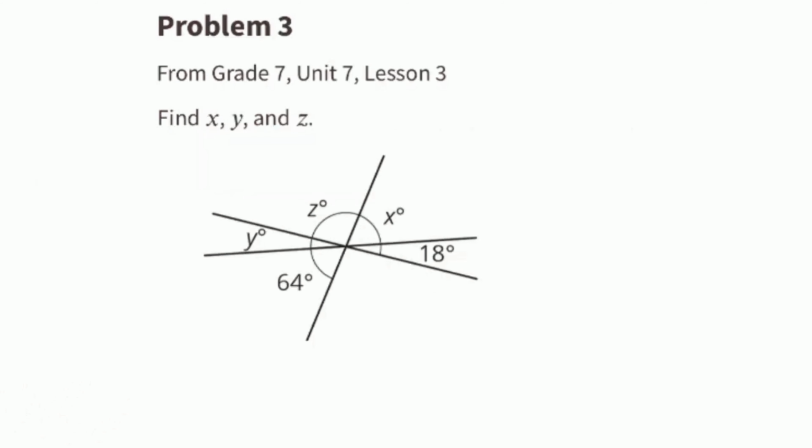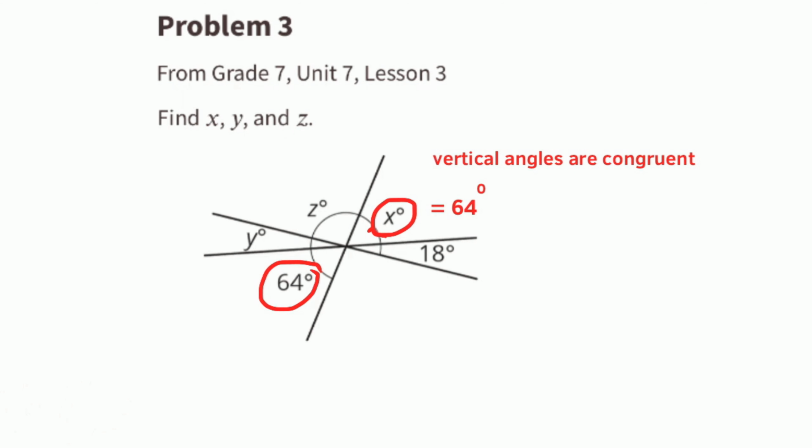Problem number 3 from 7th grade Unit 7, Lesson 3. Find x, y, and z. That means they want us to find the missing measure for angles x, y, and z. These two angles are directly across from one another. They're called vertical angles, and vertical angles have the same angle measure. That means that angle x is 64 degrees. These two angles are also vertical angles, so angle y is 18 degrees.